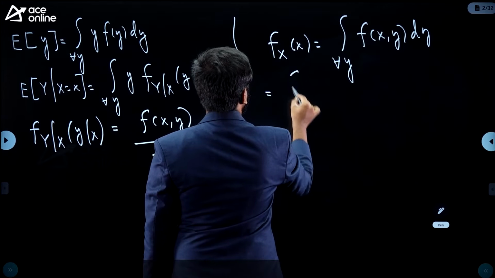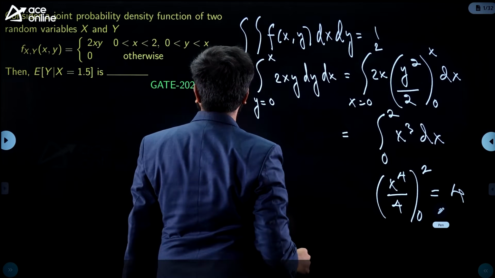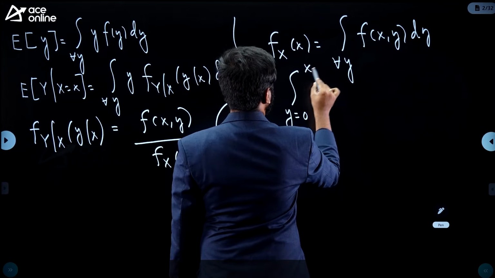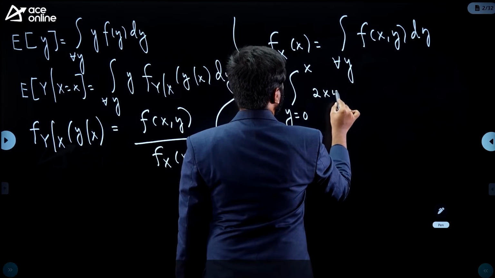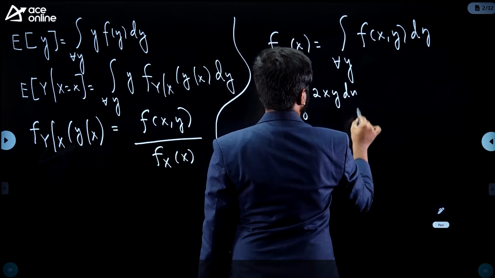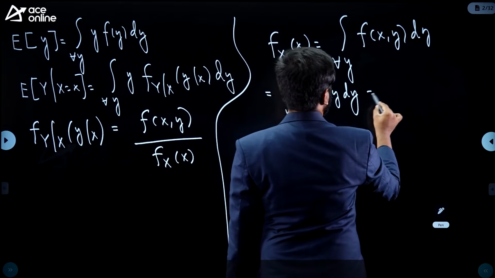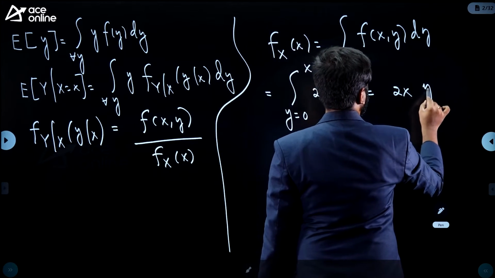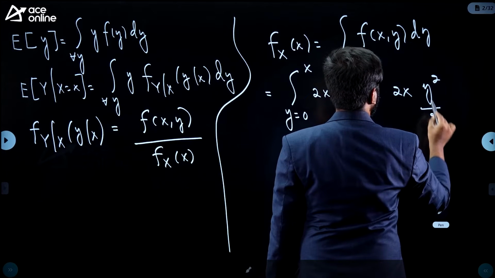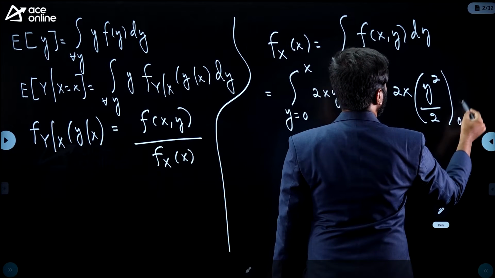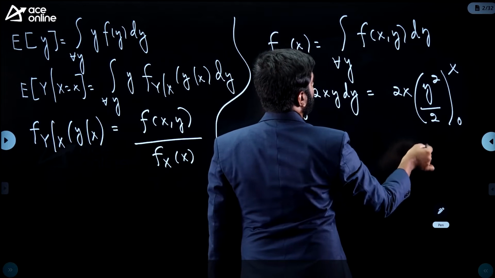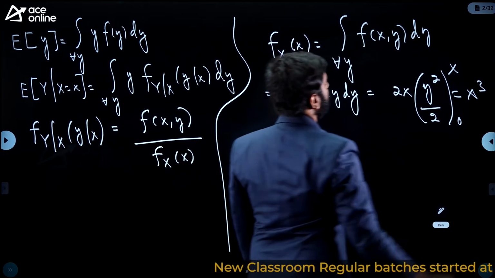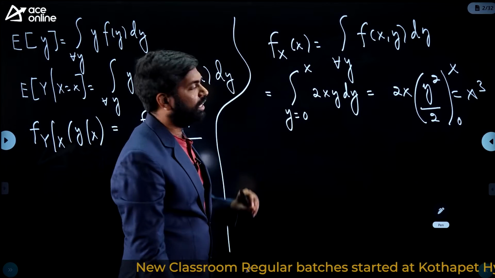What are the limits of y? Clearly y is ranging from 0 to x. So y is from 0 to x, and the joint PDF is 2xy, and then dy. Complete this integration. You can treat 2x as constant. The integration is with respect to y, so it is y square by 2. After substituting the limits, the 2's cancel. If you put x square, x into x square is x cube. So we got the marginal density function.